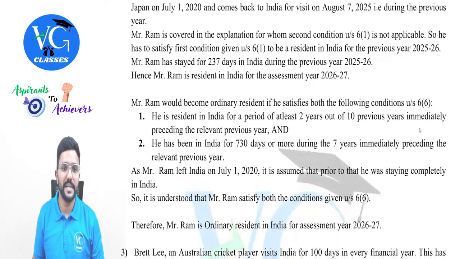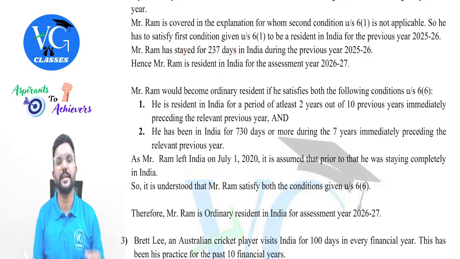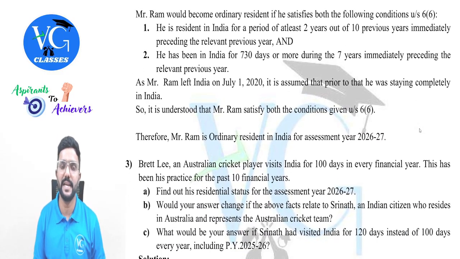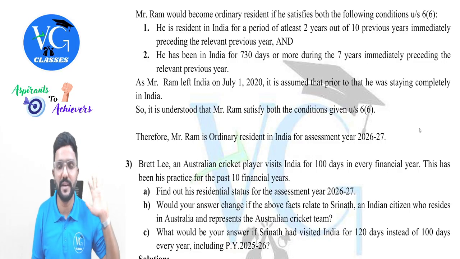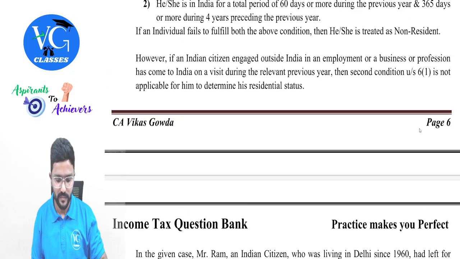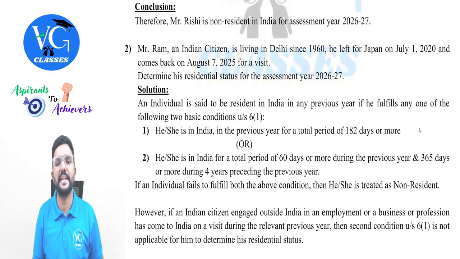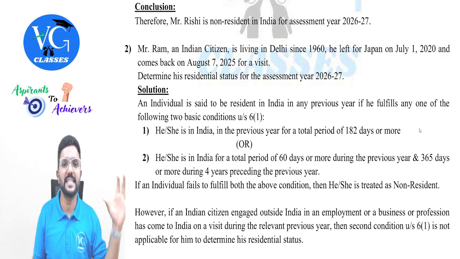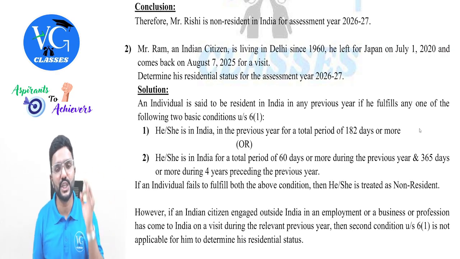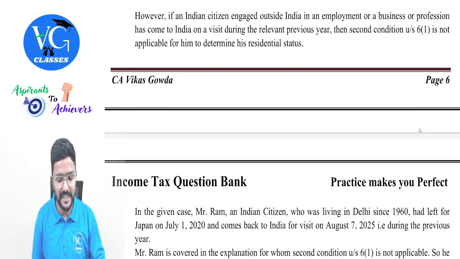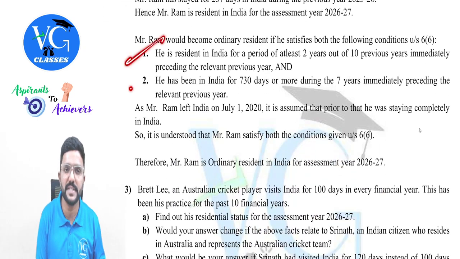Okay, guys. So is he a resident now? Yes. Once he is a resident, by satisfying the first condition, we will go and check the additional conditions. Yes, sir. Now, did he satisfy both the conditions? See, nothing with respect to his past has been given in detail in the question. But they have told that before 1st July 2020 he was completely in India. So if I take the last 10 years and 7 years as per section 6 subsection 6, will it satisfy both the conditions given under section 6.6, guys?